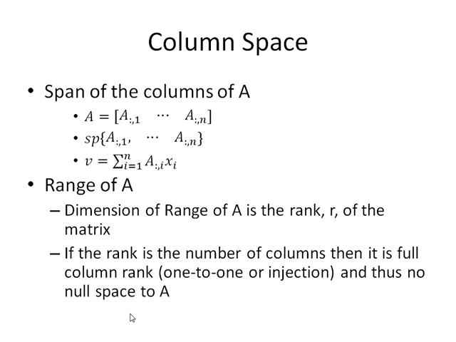Because it is one-to-one, there is no null space to A. Now, that doesn't mean there's no null space to A transpose. There's just no null space to A, so there's no right null space.